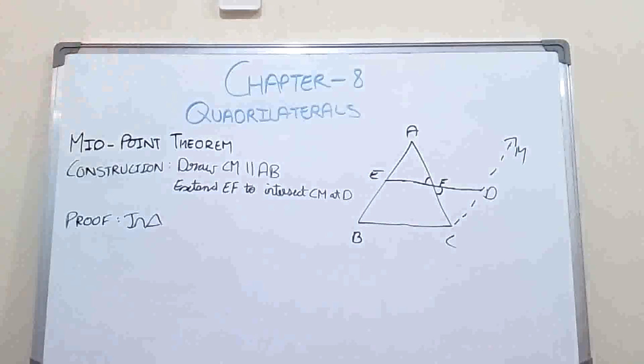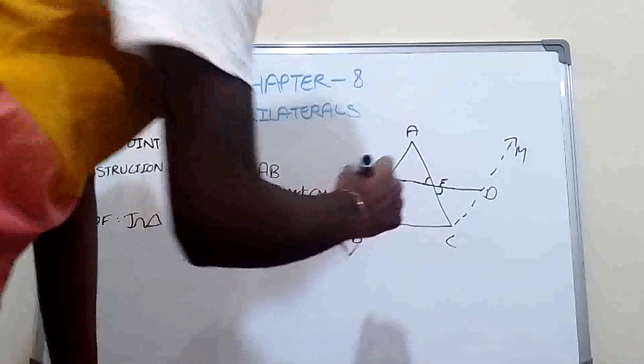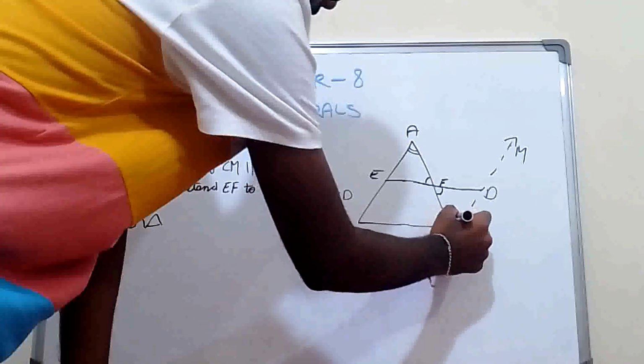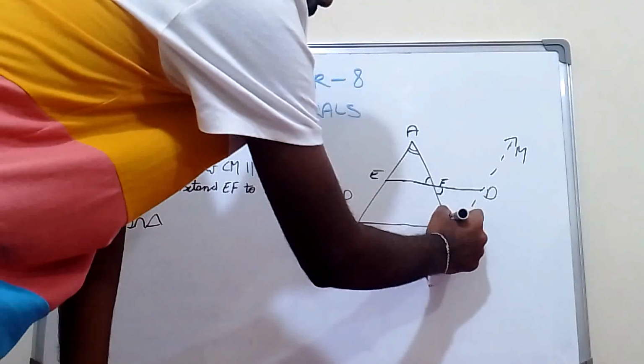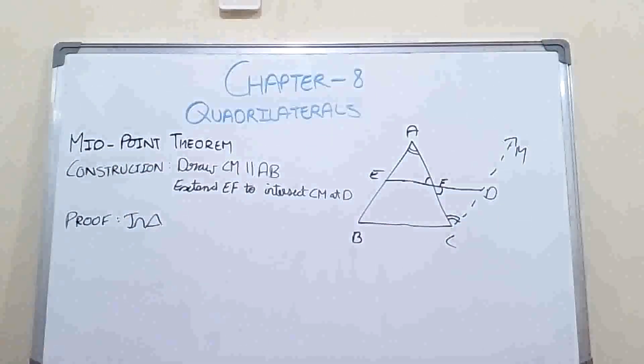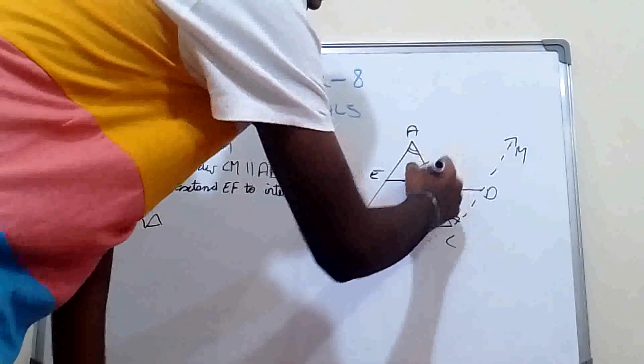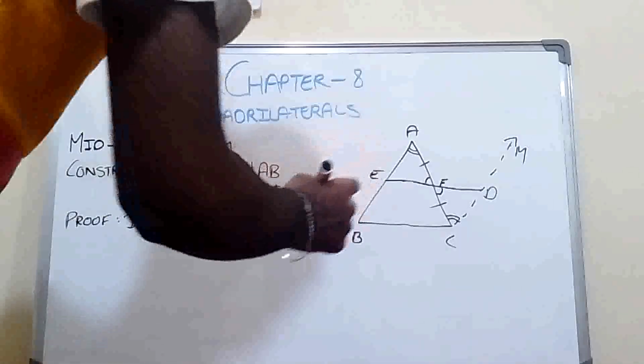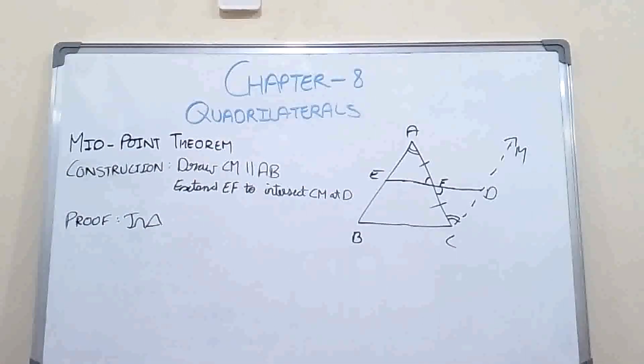Why? Because of vertically opposite angles. We also know that angle A is equal to angle FCD. Why? Because of alternate interior angles. And we also know that AF is equal to FC. Why? Because F is the midpoint of AC. So according to ASA, the two triangles are congruent.